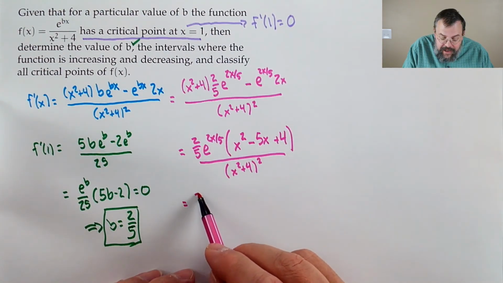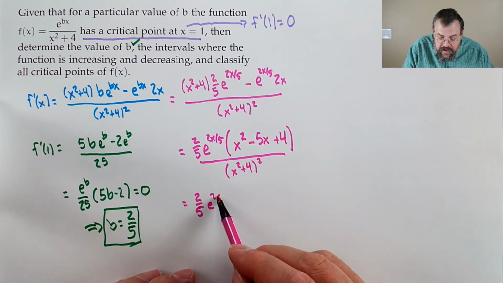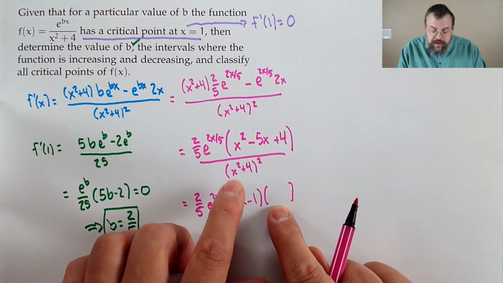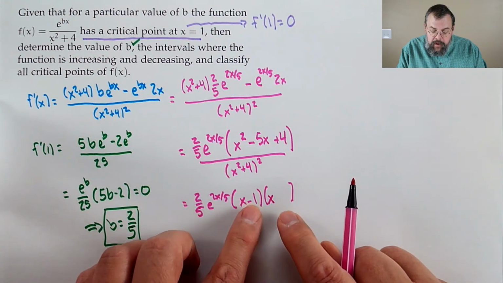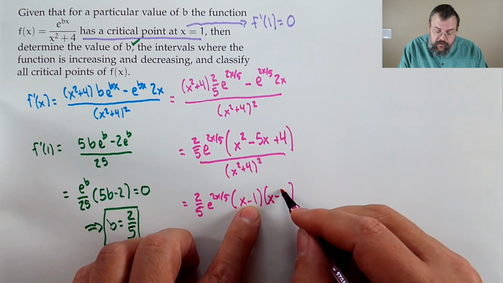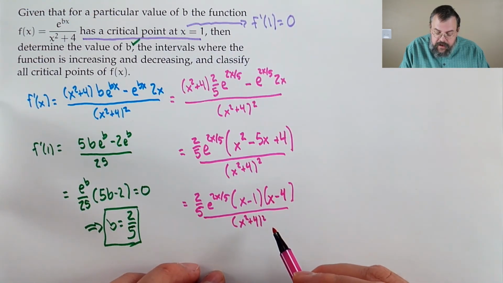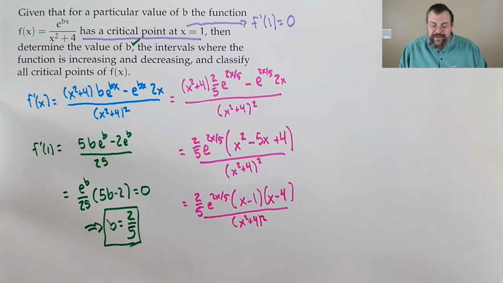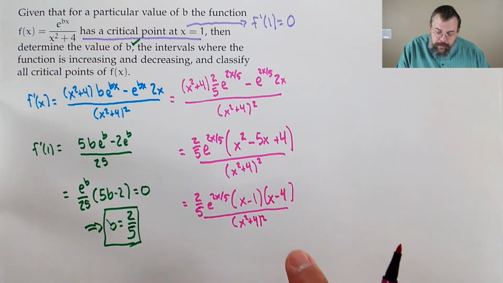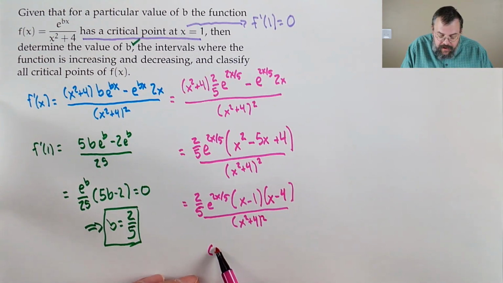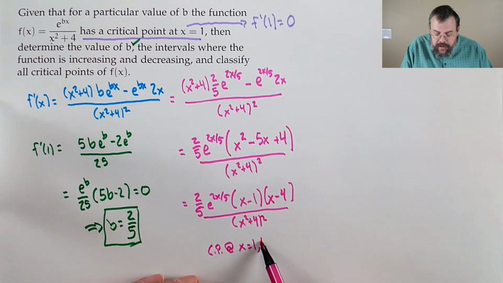So that tells us that this will factor, and one of the factors has to look like x minus 1. Once you know one of the factors, you can get the other almost for free. So x times what gives x squared? And x minus 1 times what gives plus 4? Minus 4. Divide that by x squared plus 4 quantity squared. And now we see what's going on. Where are our zeros coming from? We had one we already knew about at 1, and now we have a second zero at 4. So our critical points are at x equals 1 and 4.